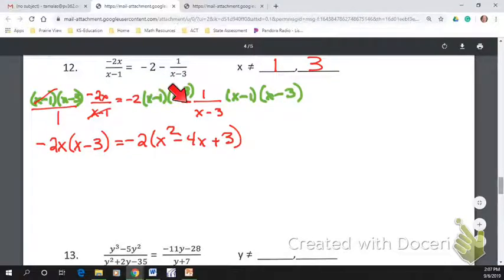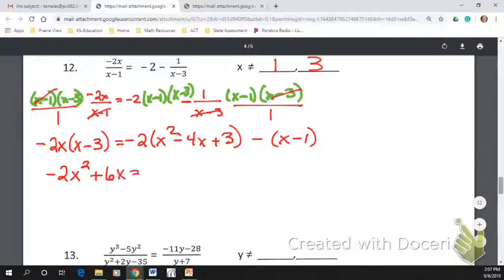Now I have a minus sign and all of this. So when I multiply that, what cancels? The x minus 3. So then I have a negative and an x minus 1. And now you can just start working it out. The nice thing is all the fractions are gone. Plus 6x, negative 2x squared, plus 8x, minus 6.